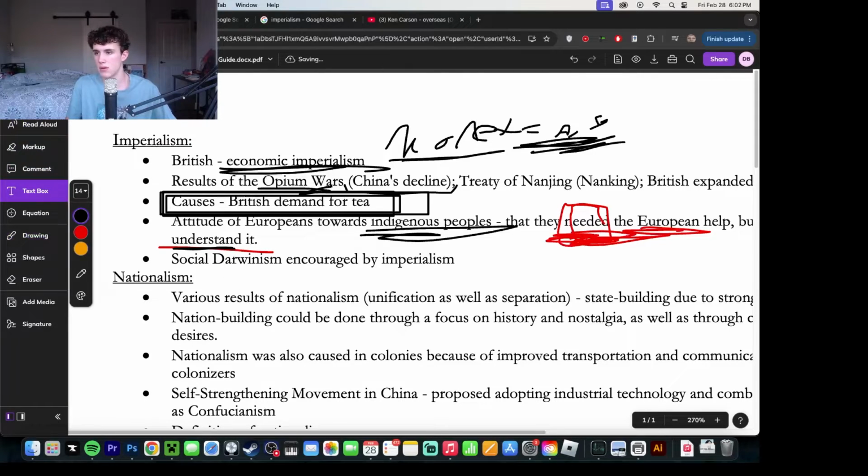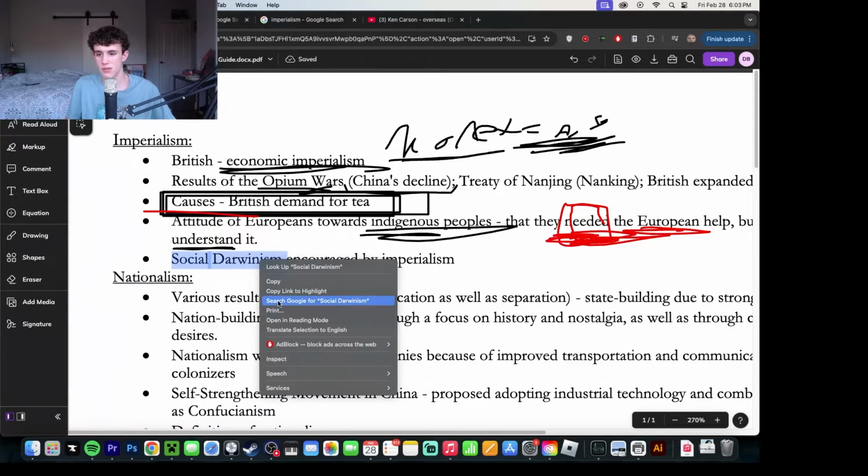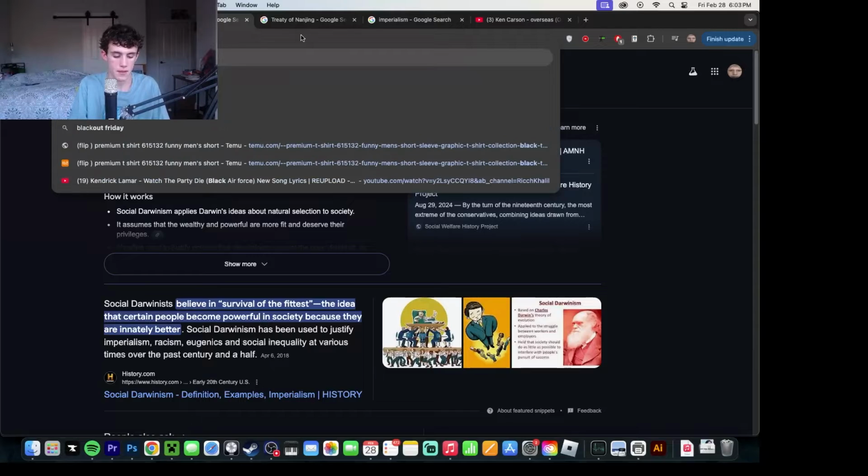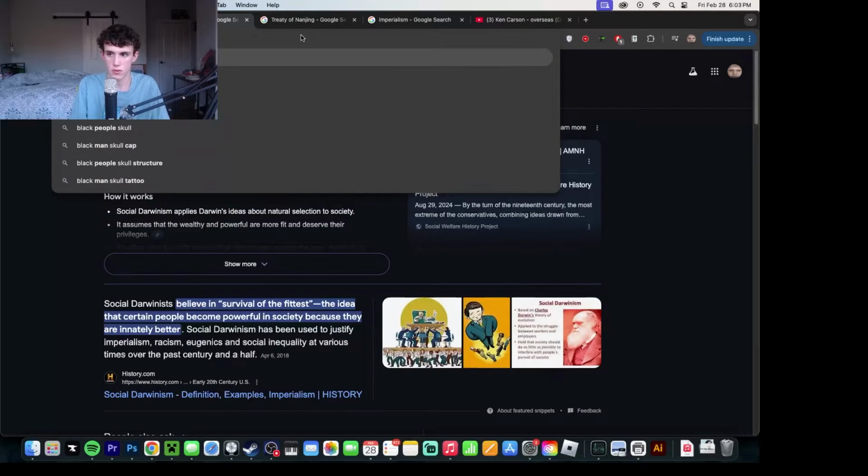And then Darwinism. This is not Charles Darwin. Social Darwinism, for those who don't know, uses Darwin's theory of evolution to justify social inequality, basically saying that black people are less advanced than white people. I think one example was the black person's skull.